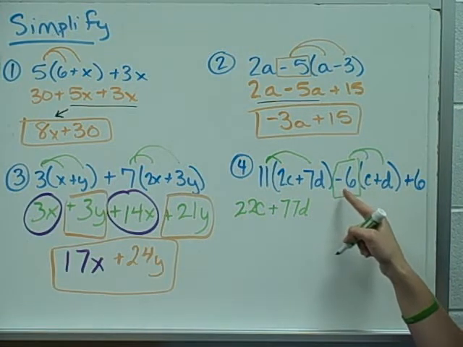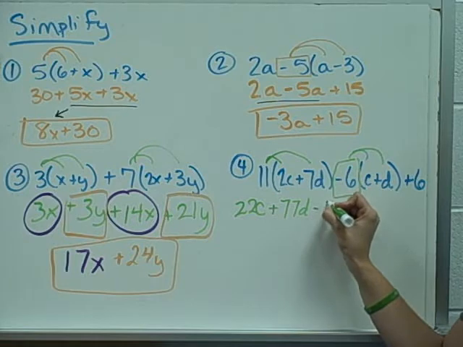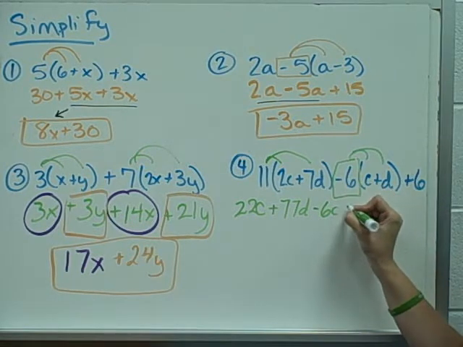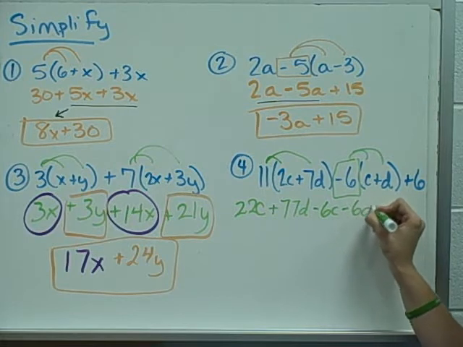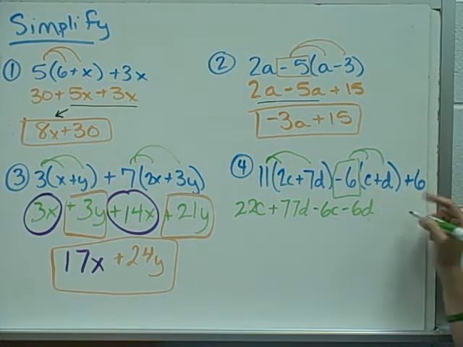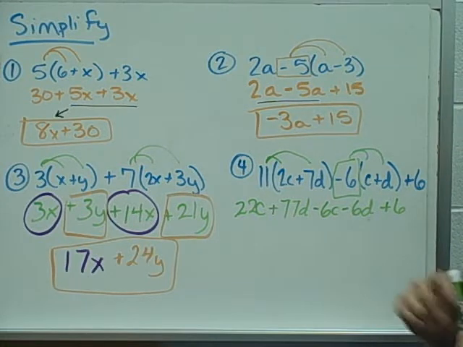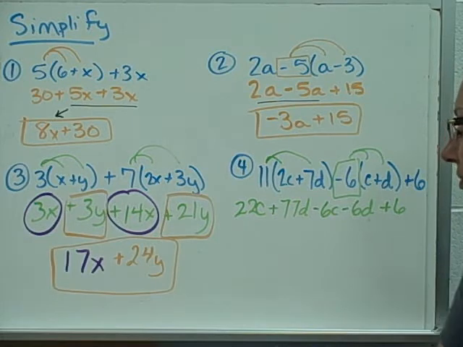All right, here we go. Here's the hard part. Negative 6 times c, negative 6c. Negative 6 times d, negative 6d. Don't forget this plus 6 at the very, very end. So I've got 5 terms here. I got to put them together somehow.